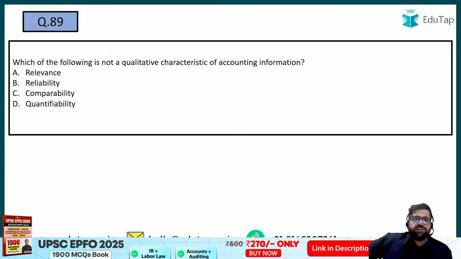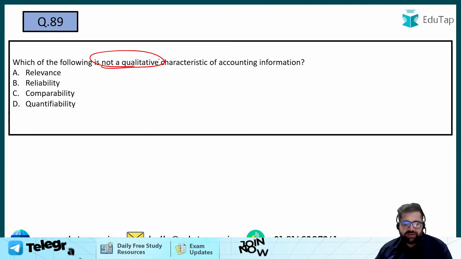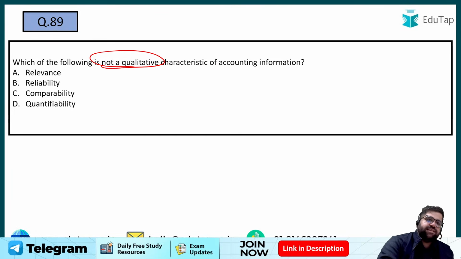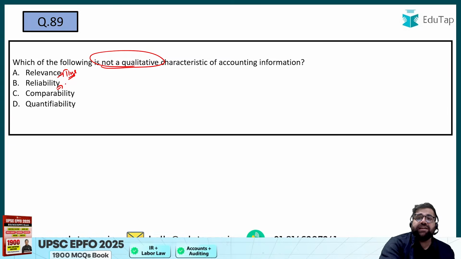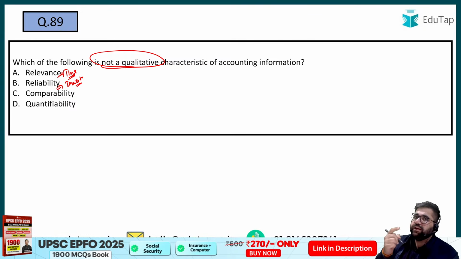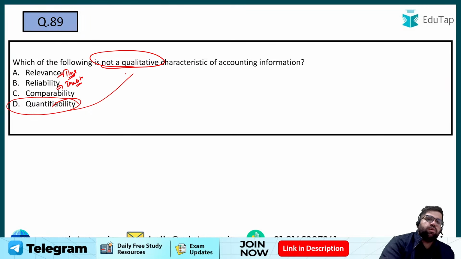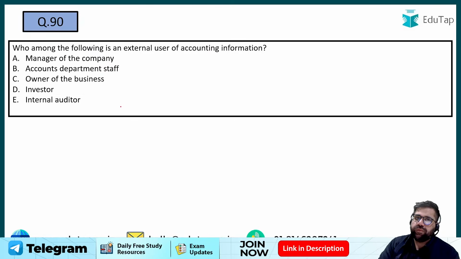89. Which of the following is not a qualitative character? Qualitative character नहीं है पूछा. Relevance is, relevance means that आप time based information दो. Reliability is, reliability यानी कि I can trust you, right? So your information which you are providing to me should be error free. Comparability to compare. Quantifiability is not your qualitative error, so I will remove it. Therefore, my answer will be option number D.